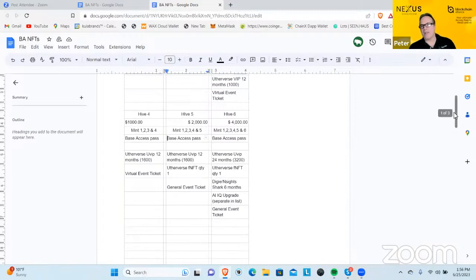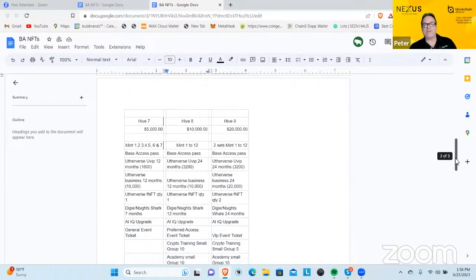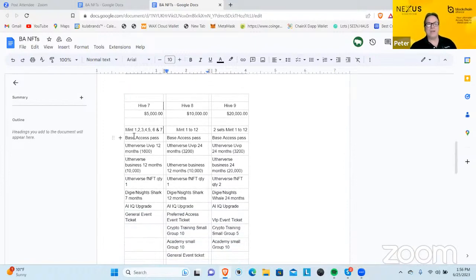I'm going to go up one more level, guys, to the bigger package above that, and that would be a Hive 7 or tier 7. Again, you're going to end up with 7 NFTs minting each time. The access pass, 7 months of all the services. This again is DigiShark you're getting for 7 months. 1 NFT. You're going to get the business membership for Otherverse, which comes with 10,000 UTHEX tokens, an AI upgrade, IQ upgrade, the same upgrade, and the general ticket. So that's kind of the package there. Number 8, which is 10,000. This is as high as I'm going to go.